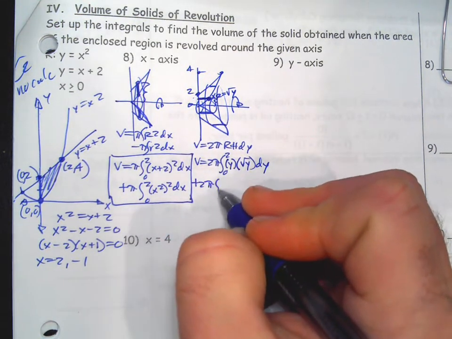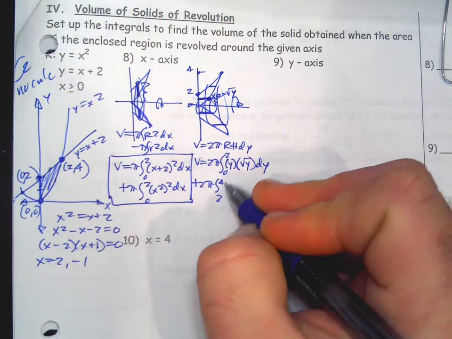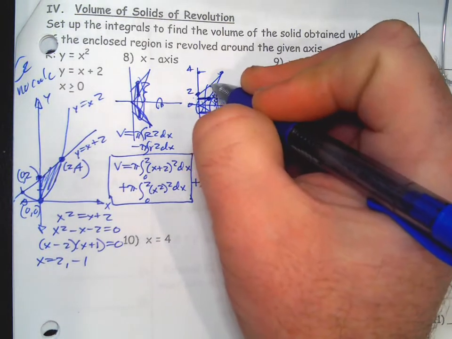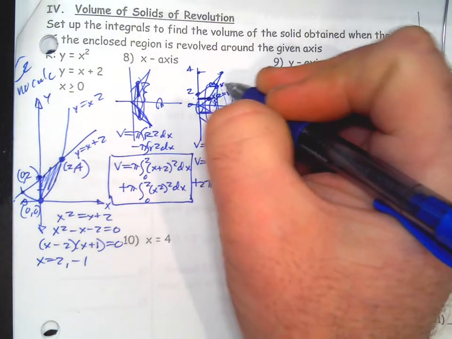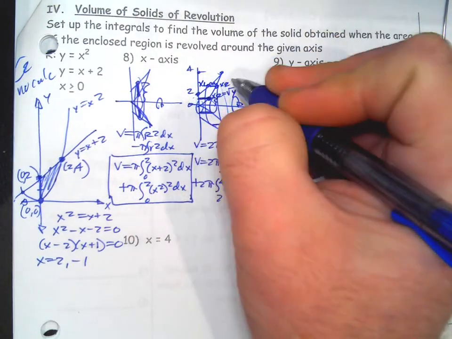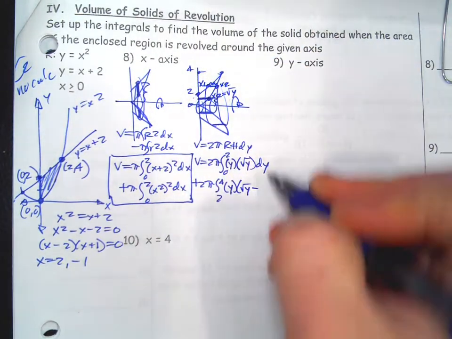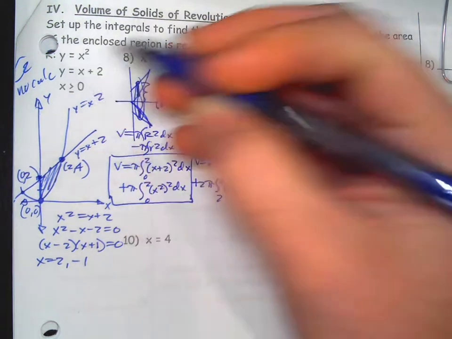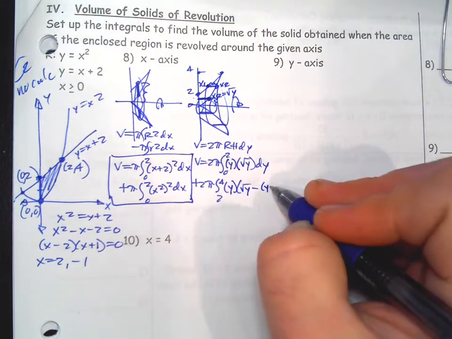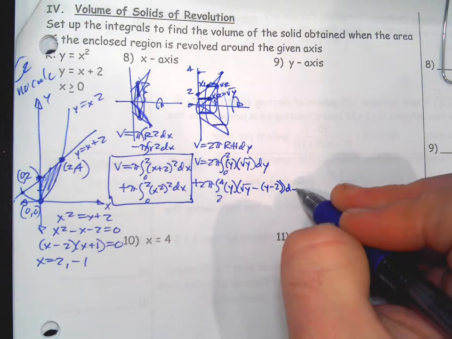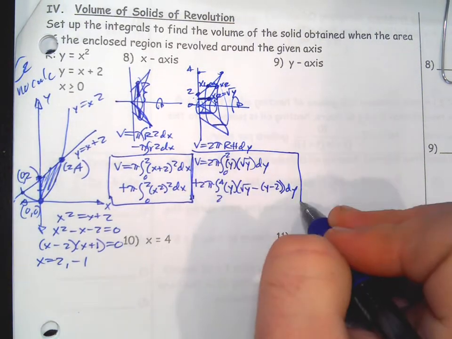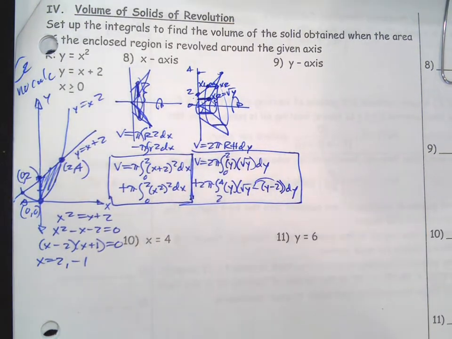Then we're going to go 2 to 4, and the radius is still y. The height of the shell, though, is going to be x right minus x left. So x right is still the square root of y. X left is this line, solved for x, which is y minus 2. Put it in parentheses to make sure you distribute that subtraction, unless you're going to do it in your work.